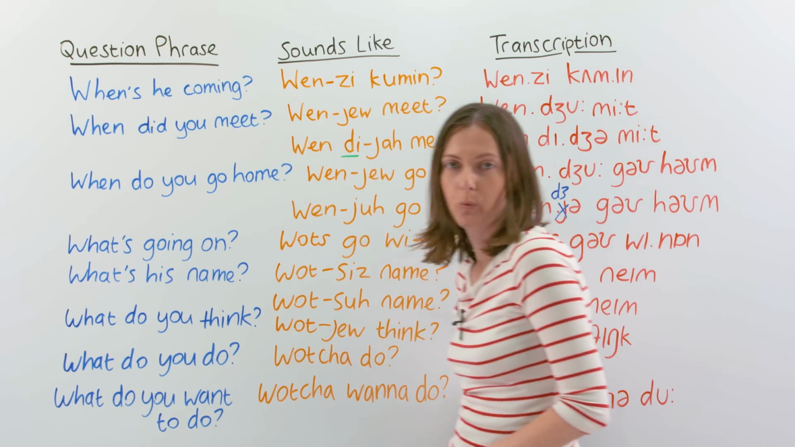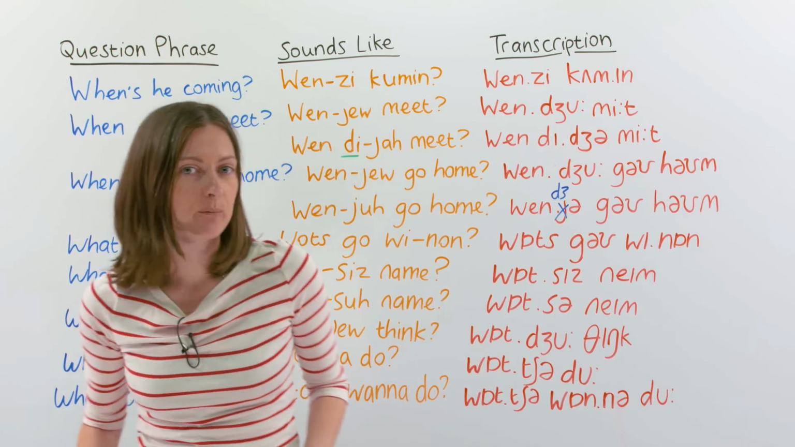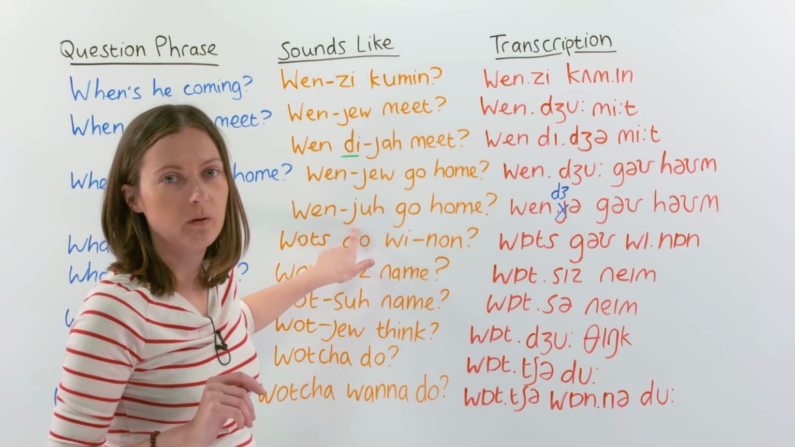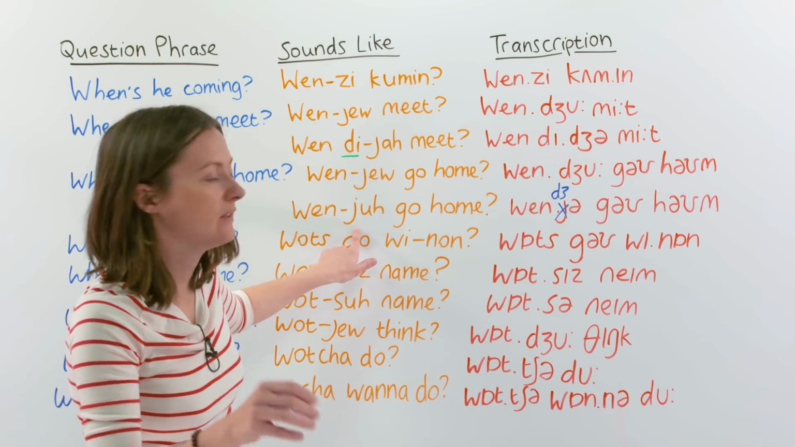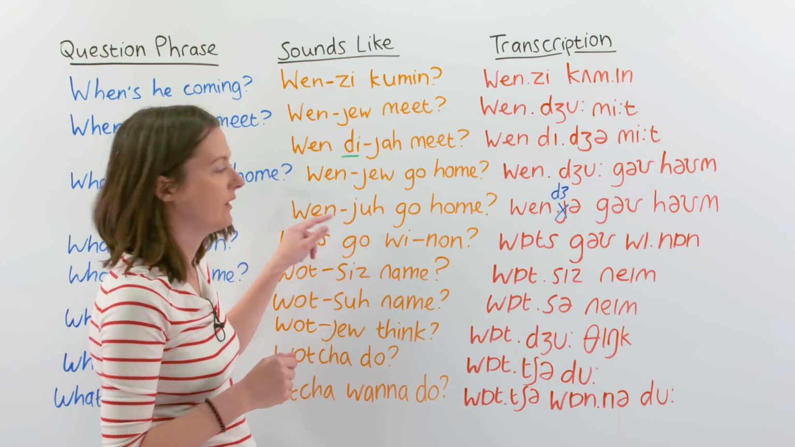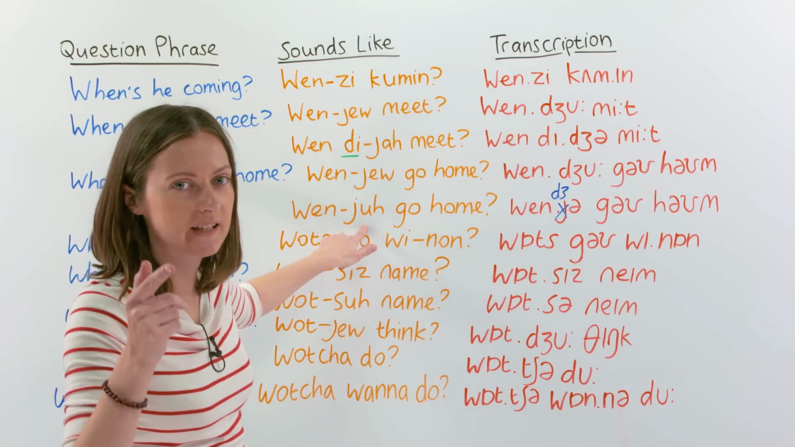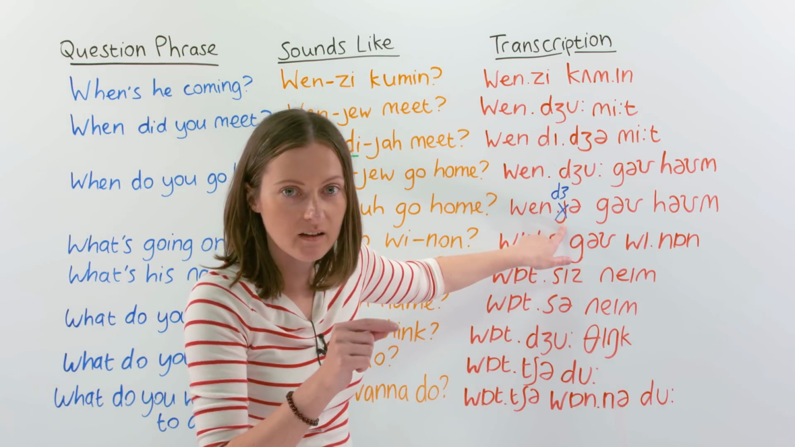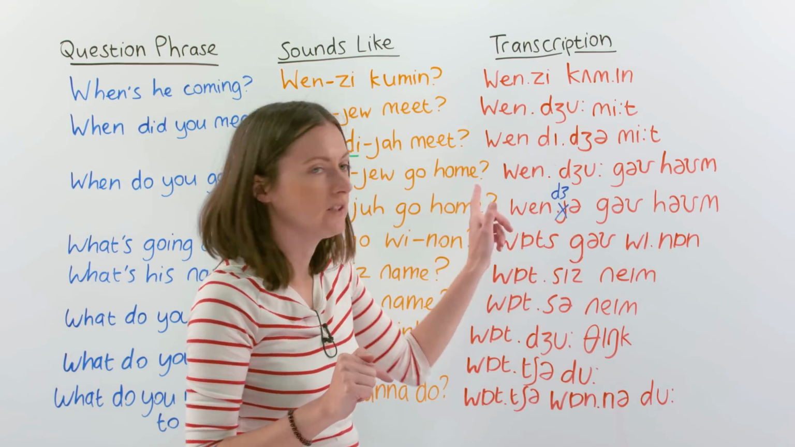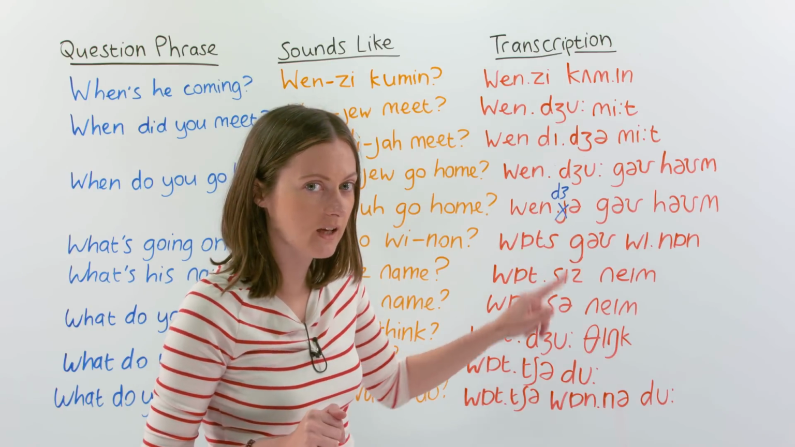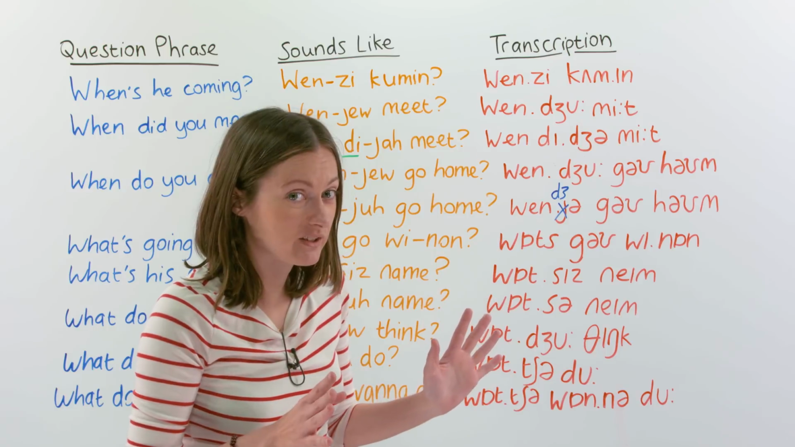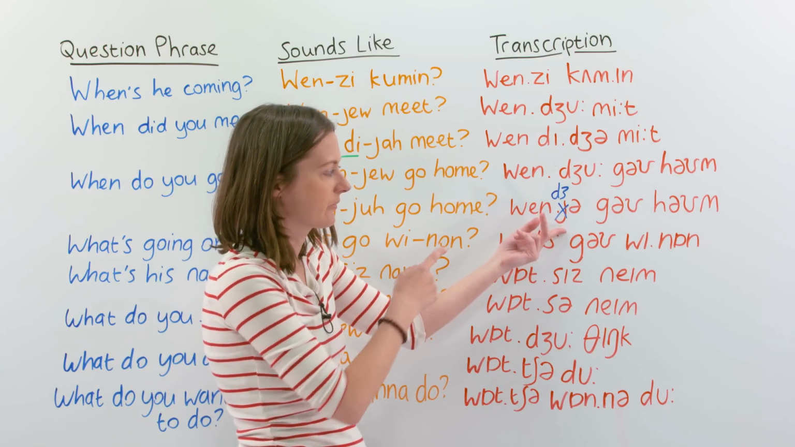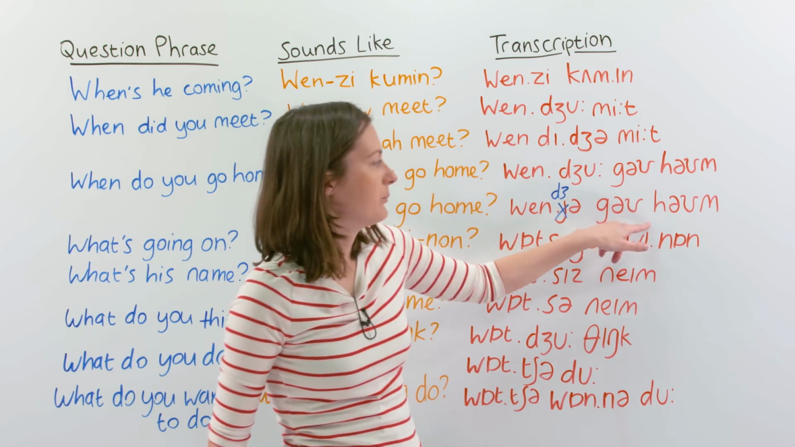When do you go home? Why did I make that mistake there? Because when I've written how to say it, I'm using the letter J. Wenja, so I can read that, that's easy. But in IPA, the J is a different sound. It's Y, not J, it's Y. So it's an easy mistake to make and a common mistake to make, something you have to learn. When do you go home?